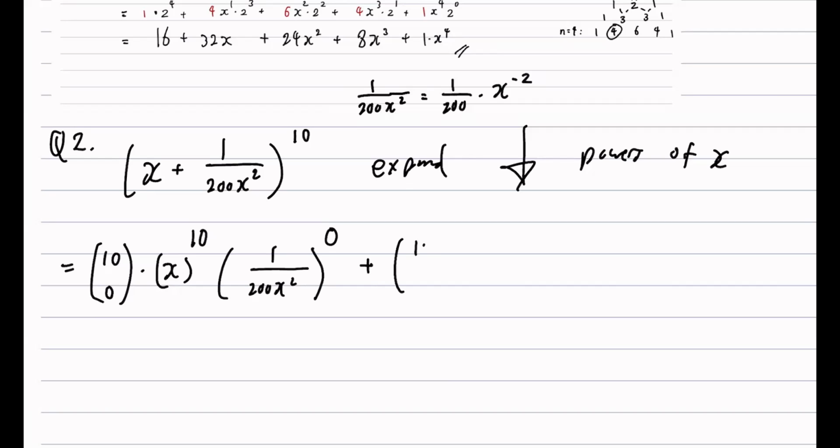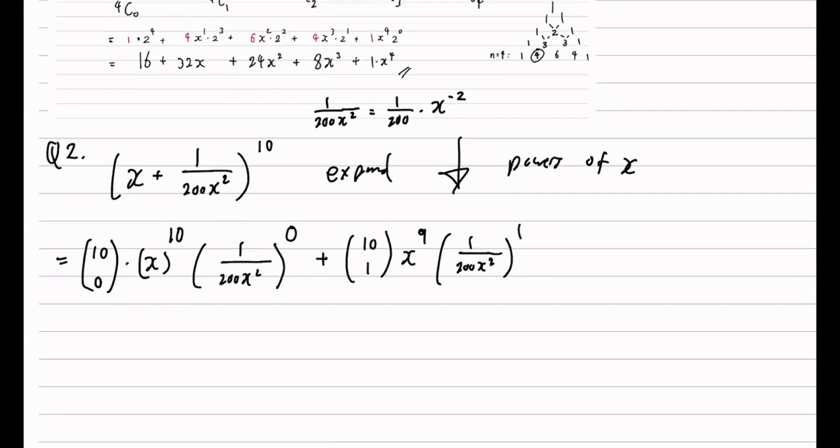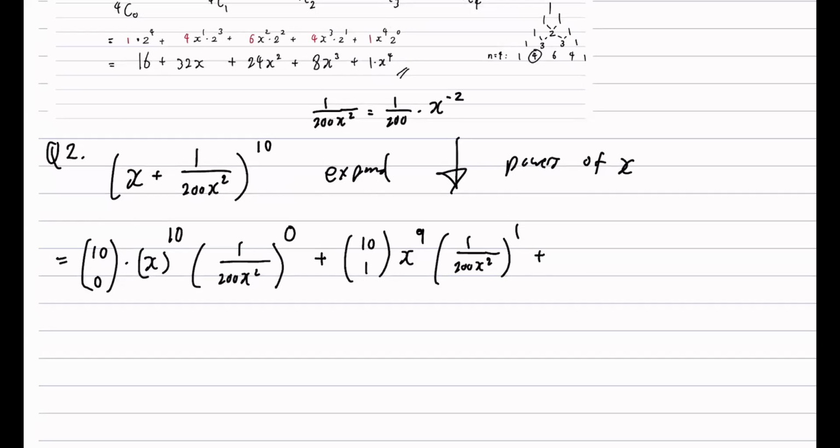Then what's the next term? 10 choose 1, x power, what is it? 9. 9, then 1 over 200x squared power 1, right? Because the power must add up to 10. And then they want the first 3 terms. So can you tell me the last term? 10 choose 2, then x to the power of 8, then the b term to the power of 2. Yeah, correct. Okay, then plus dot dot dot.